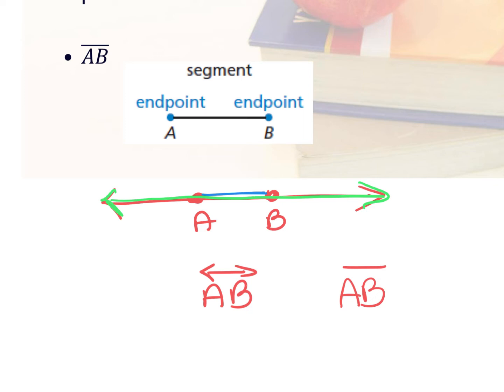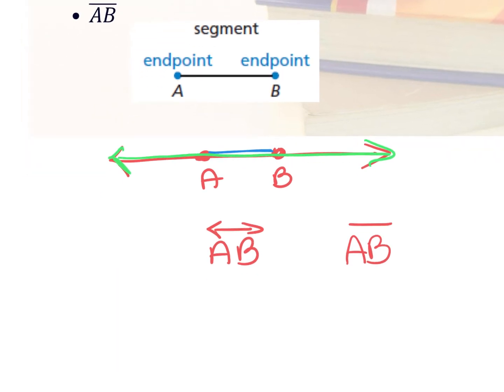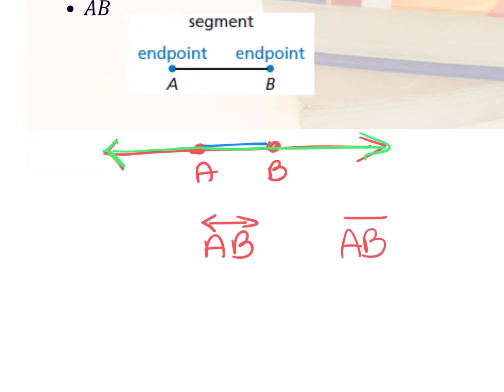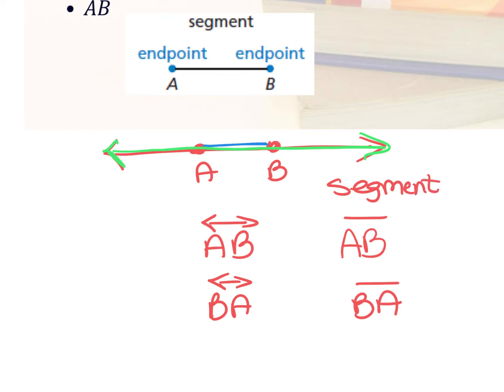Just like with the line, the order of the letters doesn't matter. So just like before, I told you we could also call that line BA. Same thing with the segment. We can also call it BA. Now again, you can also write the word segment in front of the 2 points or draw the line on top.